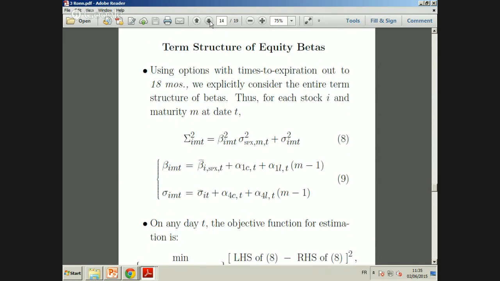So with respect to the term structure of equity betas, what I'd like to say here is that you can see that what I've repeated in equation 8 is this relationship between the idiosyncratic variance, beta squared, the market implied volatility, and the idiosyncratic variance. And you can see that if you have a term structure of such implied volatilities, you can sort of link them. And the way we've linked them is in equation 9.